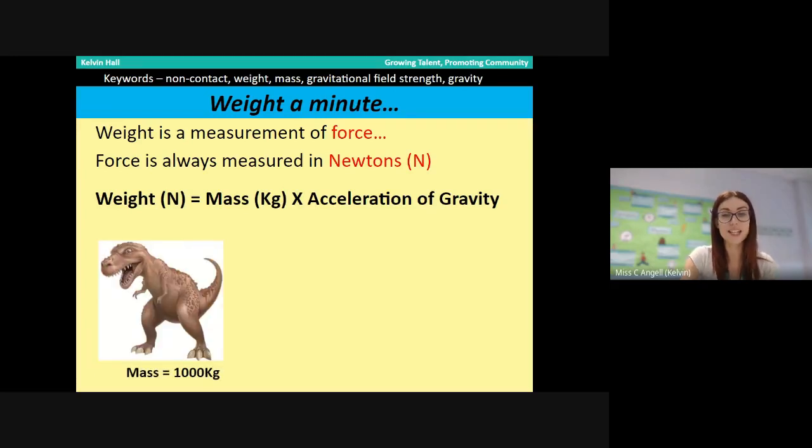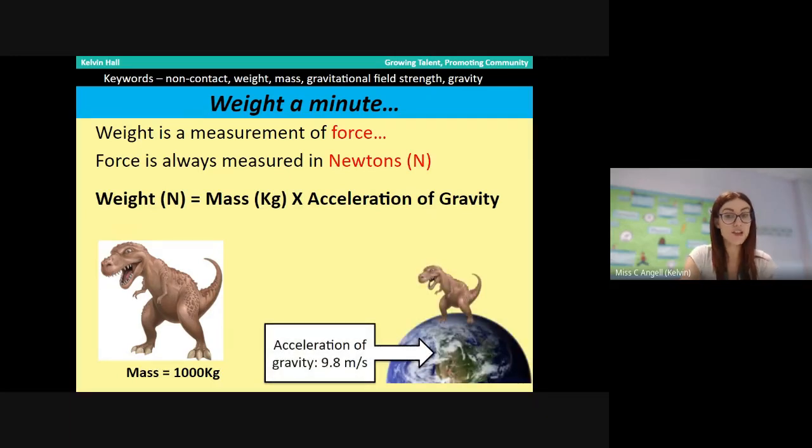So let's have a look at our T-Rex example again. The T-Rex has a mass of 1,000 kilograms. And on planet Earth, the gravity is 9.8 meters per second. So I'm going to do mass times acceleration of gravity. 1,000 times 9.8. So use your calculators, pause the video and feed back to your teacher.